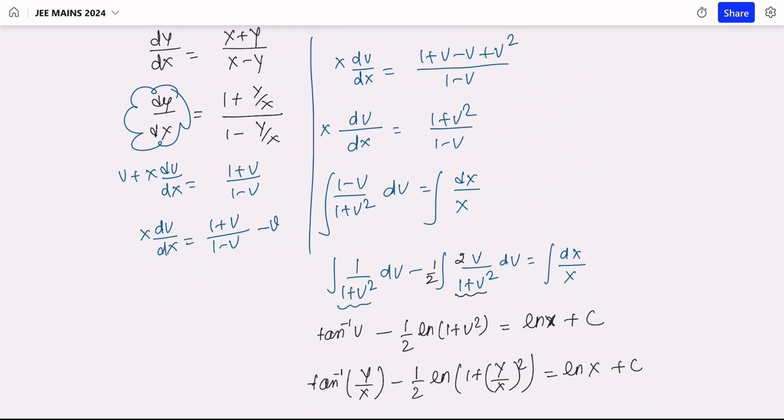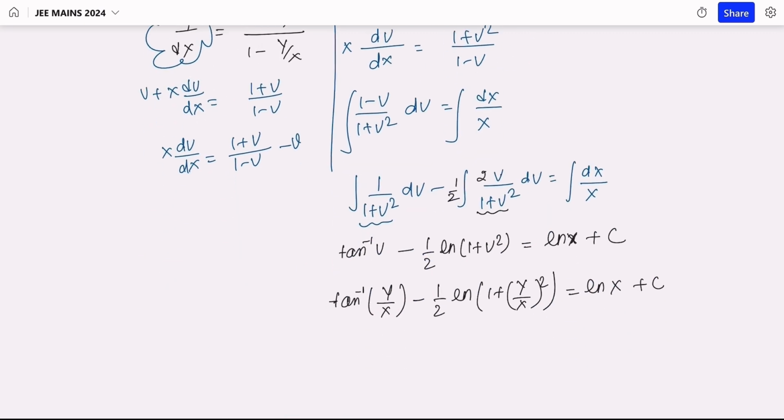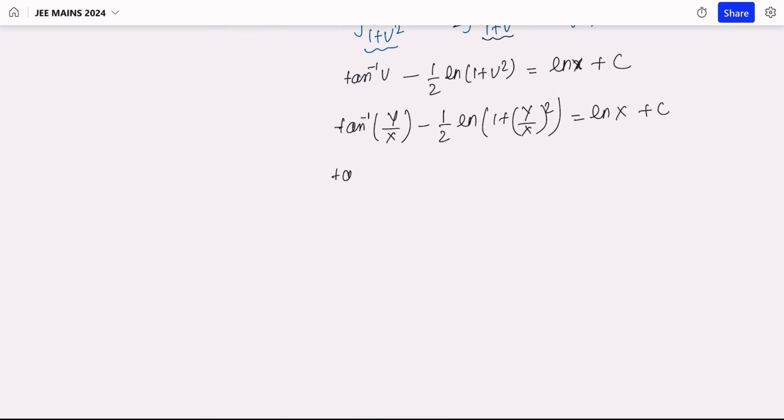Okay. Now see the capital Y is what? H and K we have 1, 1. That is, capital X is equal to x minus 1 and capital Y we have y minus 1. You replace these. So what will come here? tan inverse (y minus 1 upon x minus 1) minus half times ln of (1 plus (y minus 1) whole square upon (x minus 1) whole square) is equal to ln of (x minus 1) plus c.